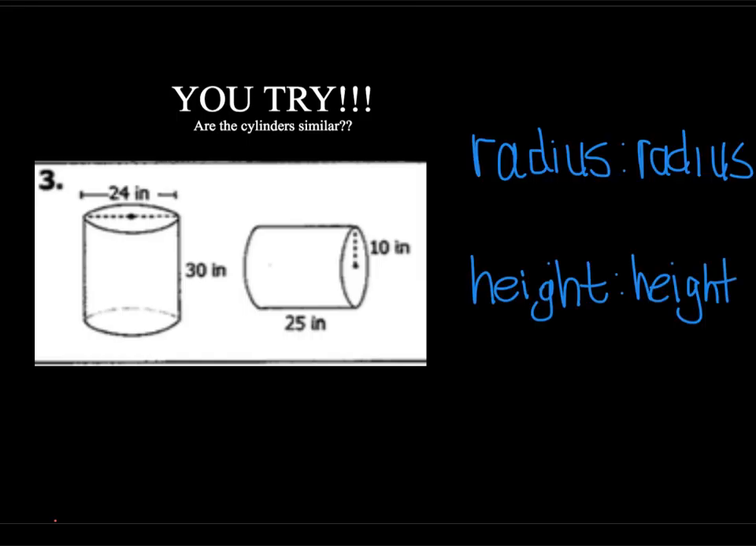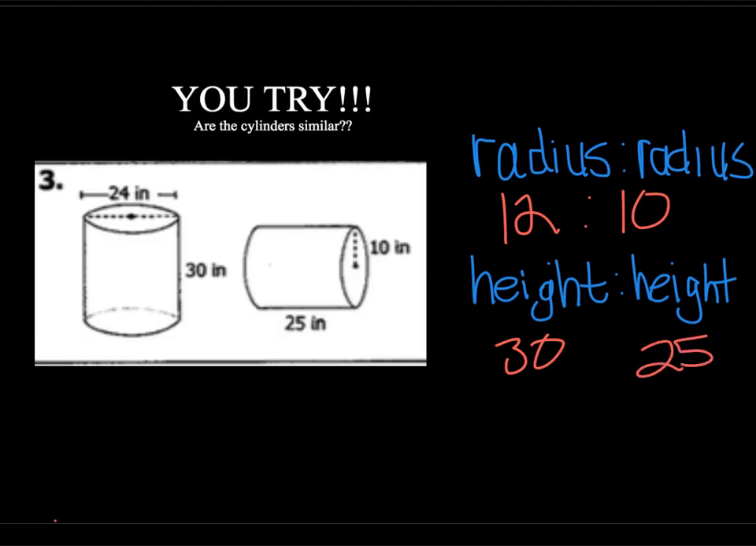Are the cylinders similar? Well, you've tried it, and let's see if we get the same thing. Let's compare radius to radius. This one is a little tricky. Look at this. They're giving you the diameter. However, what is the radius? The radius is 12. What's the radius in my other figure? It is 10. What's the height in the first figure? It is 30, and the height in the second one that's lying down is 25.